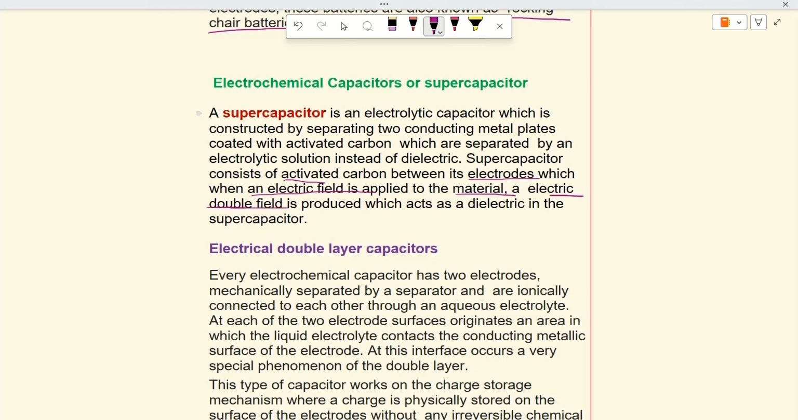double layer is formed at the supercapacitor and the dielectric. That is, you are having the supercapacitor, that is metal coated with activated carbon, and we have an electrolyte, and at this surface we have an electrical double layer formed when we pass the current. It is not any chemical reaction. Just remember that in this type we do not have any chemical reaction.